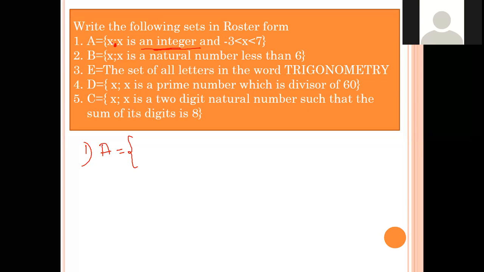So the elements inside set A must be integers. That is not the only condition. They must be integers and lie between -3 and 7. Only those integers should be inside the set. So what are those integers? -2, -1, 0, 1, 2, 3, 4, 5, 6.